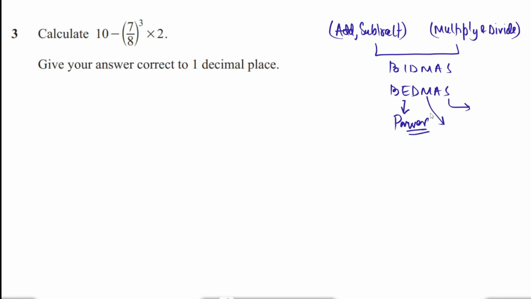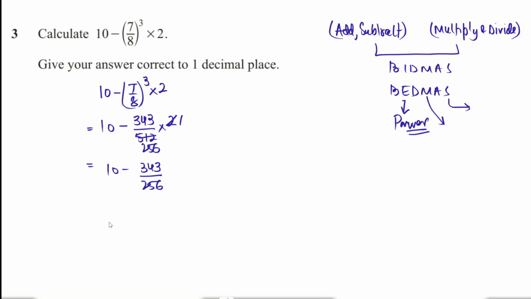And after multiply, we need to do the subtraction thing. So 10 minus (7/8) whole cube multiplied by 2. So 10, (7/8) cube. 7 cube is 343, 8 cube is 512, multiplied by 2. If you solve it further, you plug in the calculator, or you can say that 2 ones are 2 and 256 are 256. So 10 minus 343 over 256.